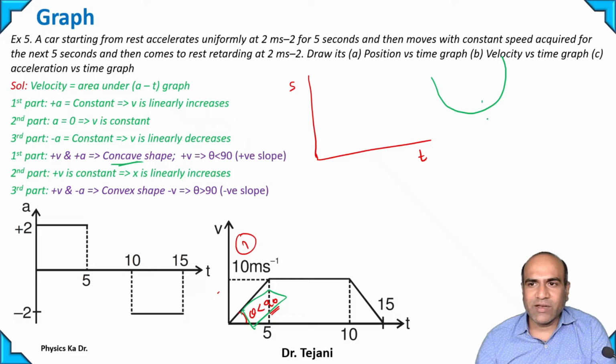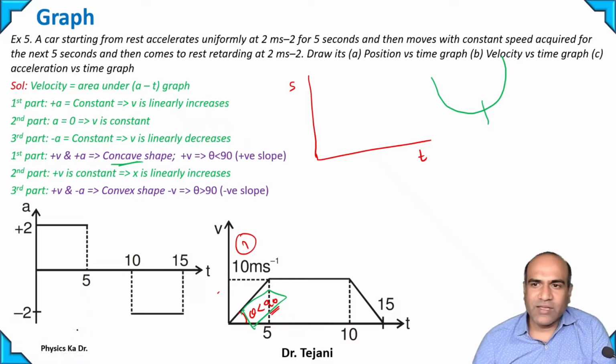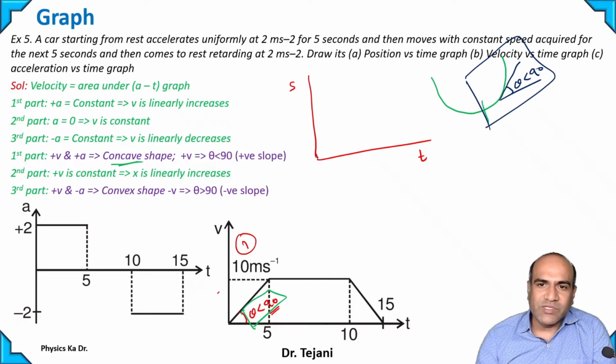Where did it happen? If we take this angle, then only it is 90 degrees. So that means this portion is required. Starting from zero, it moves like that, and up to S.